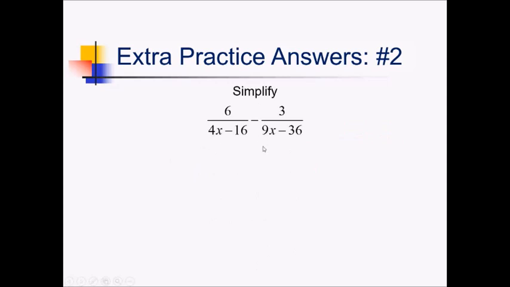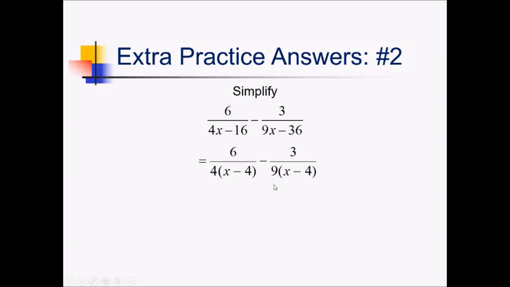To simplify this rational expression, since we're subtracting, we need a common denominator. To see what that is, I need to factor each of these denominators. So the first one looks like I can take out a 4. That leaves me with x minus 4. For this next one, I can take out a 9, leaving me with an x minus 4 again there.